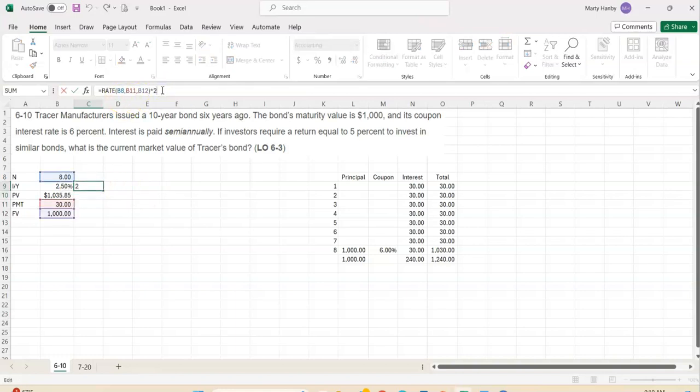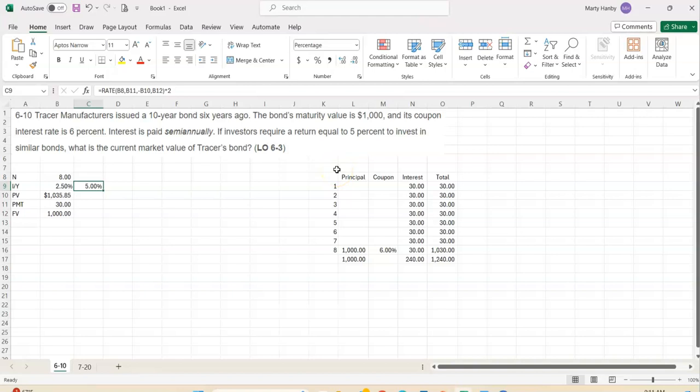Oh, I left out the PV. Whoops. All right, PV would be minus the 1,035, and then future value is 1,000. There we go, and now we multiply by 2. All right, so 0.05, 5%.